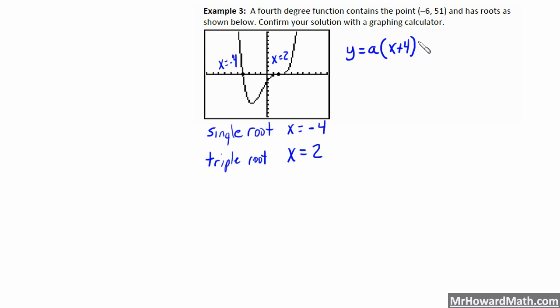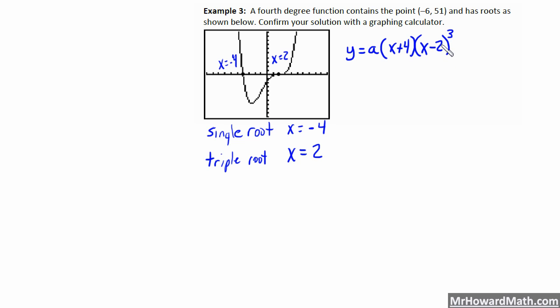Then we have a triple root at x equals 2. So I have to write the opposite of this sign. So instead of x plus 2, it would be x minus 2. And then because it's a triple root, it needs a power of 3. Now remember, we could write this x minus 2 quantity cubed by writing x minus 2 three times. So x minus 2 times x minus 2 times x minus 2. But this is the fastest way to do it right here. So I'm going to leave it in this form.